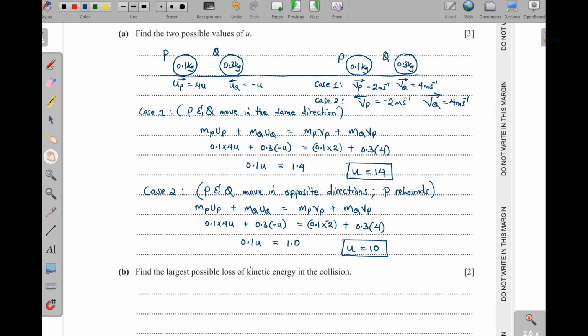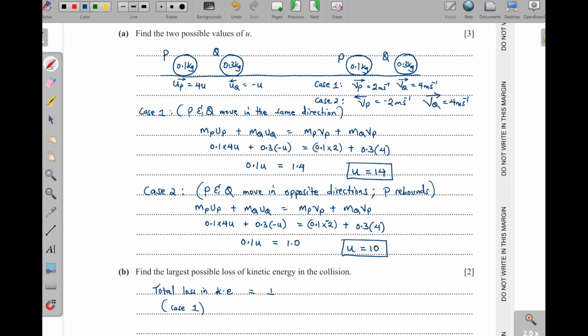Then next, find the largest possible loss of kinetic energy. If they say loss in kinetic energy, then you should know that the total initial kinetic energy is bigger than the total final kinetic energy. So we can have the total loss in kinetic energy, and I'm going to consider, let's say, case 1. When I consider case 1, what shall we have here?